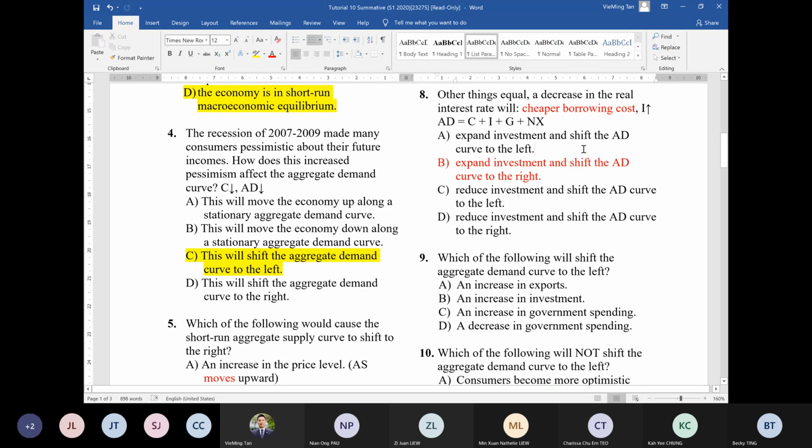Nian Ong, are you okay? Can you understand this part? All right. Yes. Yeah. Okay. Number 9.